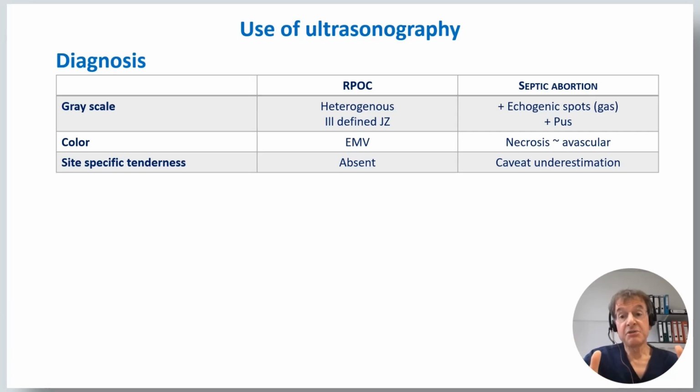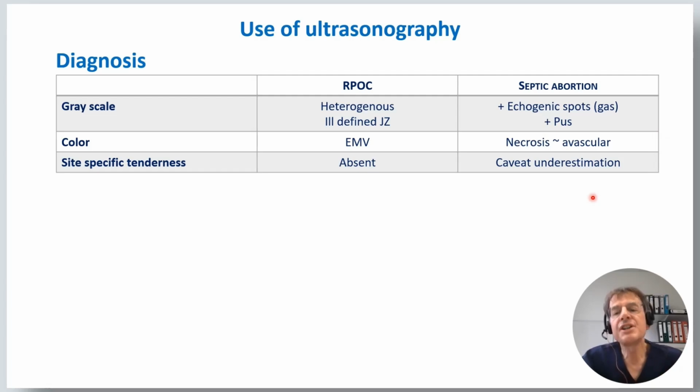And if you have a septic miscarriage, well, how to diagnose it? It's a clinical diagnosis. On ultrasound, sometimes on grayscale you may have some echogenic spots due to gas production of the anaerobic bacteria. On color, beware, sometimes you don't see any color because there is necrosis, and in necrosis it's avascular, so that's a pitfall.